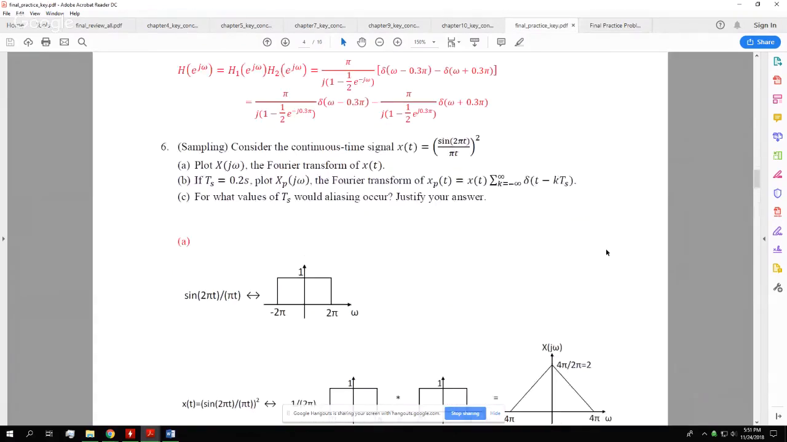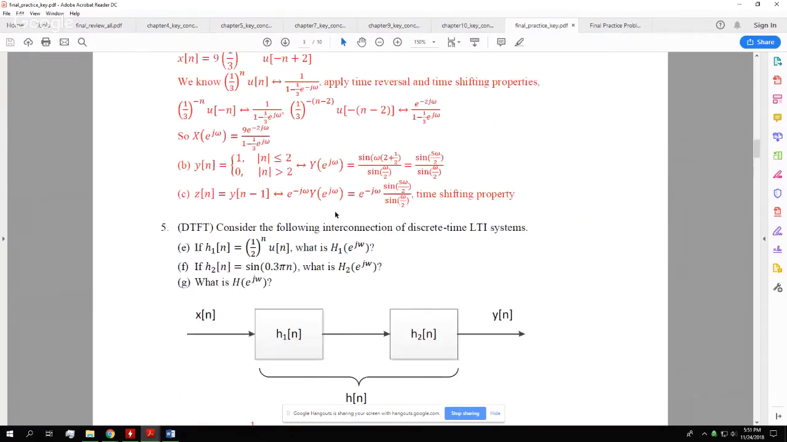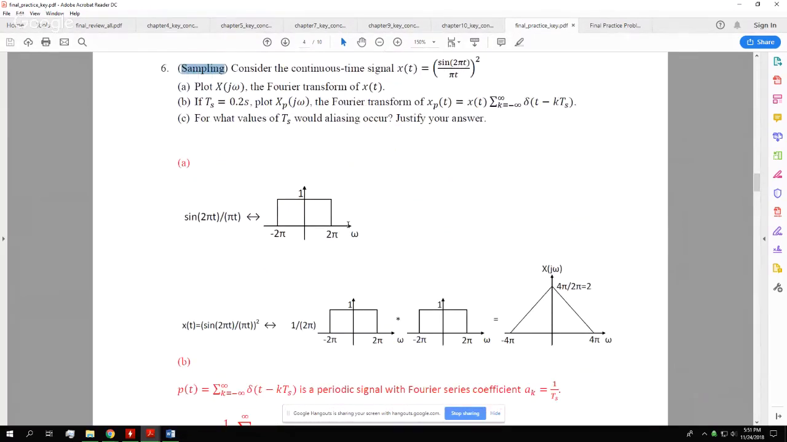So let's see what number 6 is even asking for. It's a sampling problem. And it's good that I mentioned aliasing and sampling, because we're going to now work with another sampling problem. Number 5 was not a sampling problem. So this is the first time we see sampling on this review sheet.